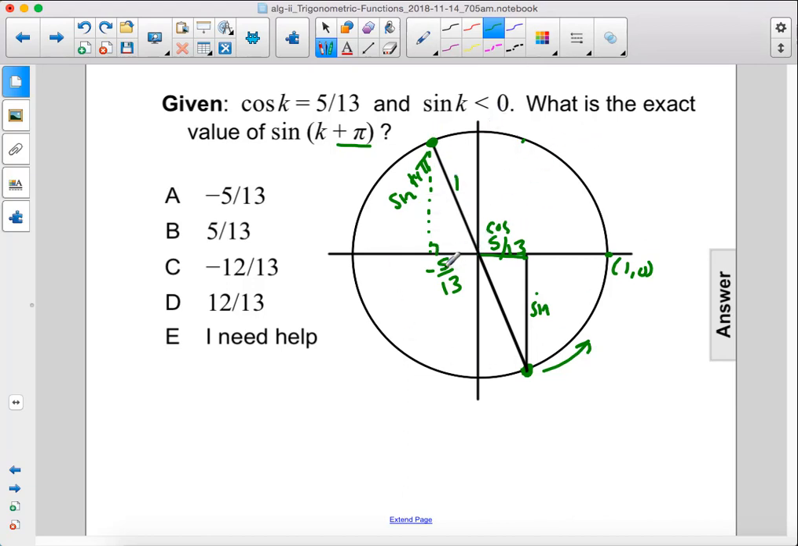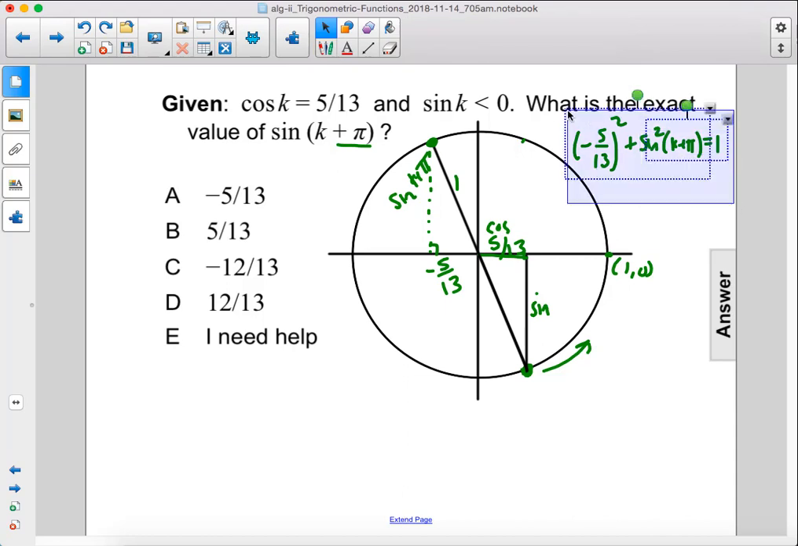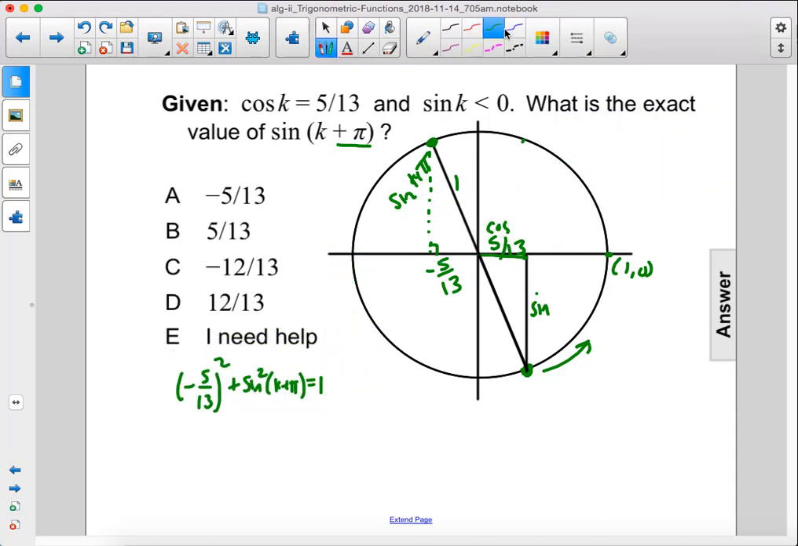So we know that cosine of k plus pi squared, so negative 5 over 13 squared, plus sine of k plus pi squared, I guess we could put that squared where it really goes, which is there, equals 1 squared, which is just 1. So I'm actually going to move this over here. All right, so negative 5 over 13 squared is 25 over 169 plus sine squared of k plus pi equals 1.